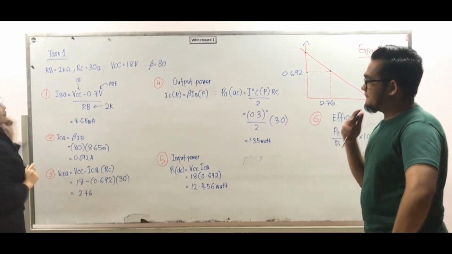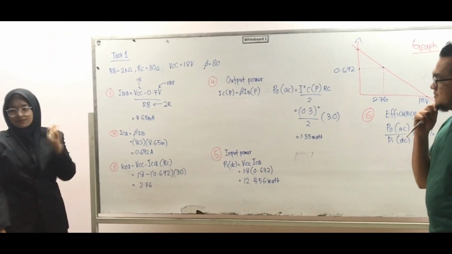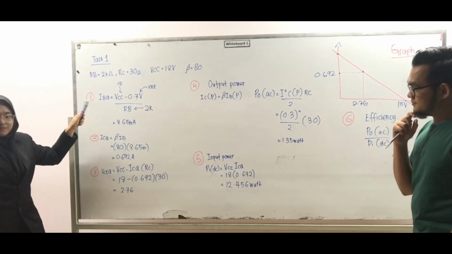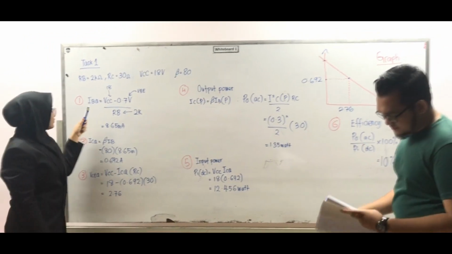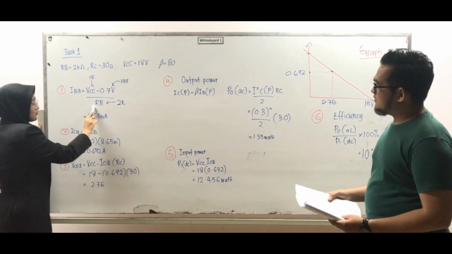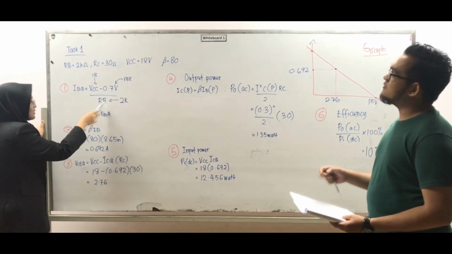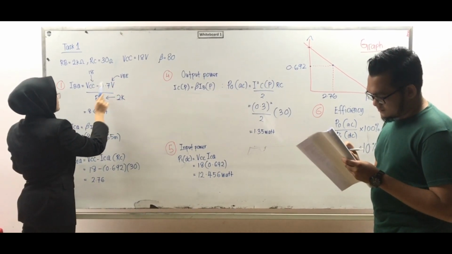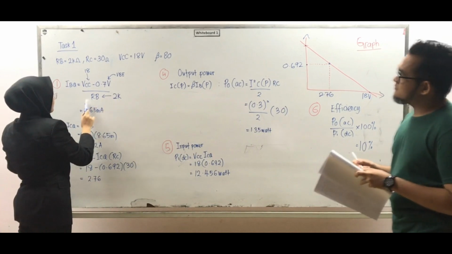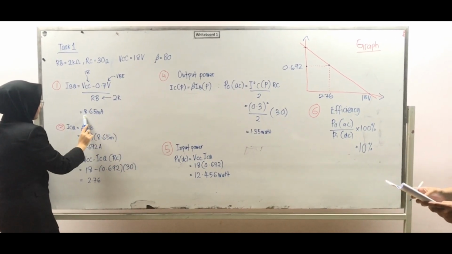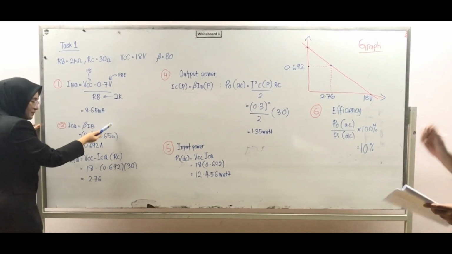Okay, now I will show you the calculation for task 1. First, we have to calculate IBQ. The formula is VCC minus VBE, then divide by RB. VCC is 18, VBE is 0.7, and RB is 2K. Then we get 8.65 milliampere.